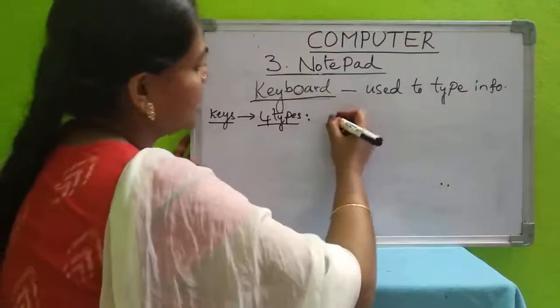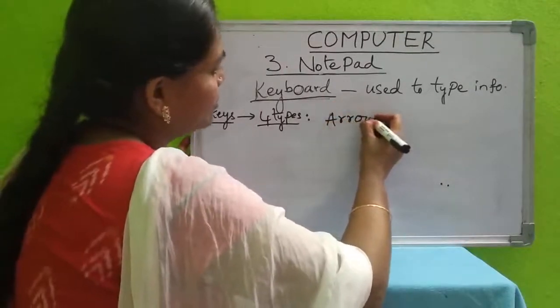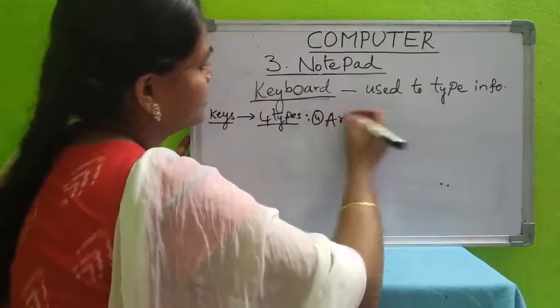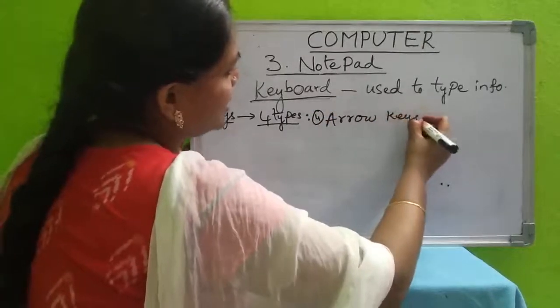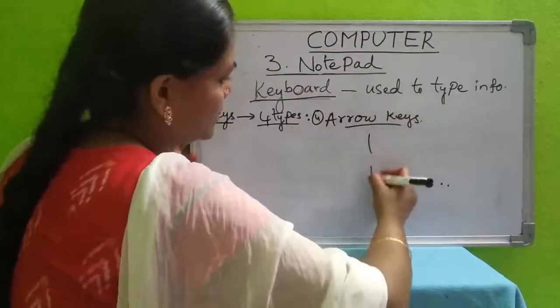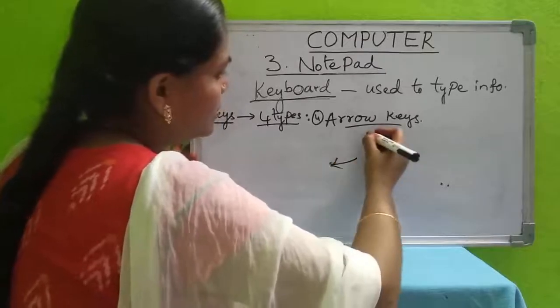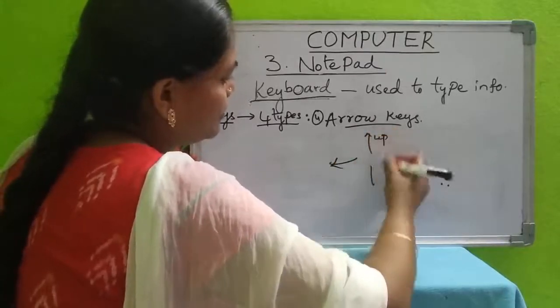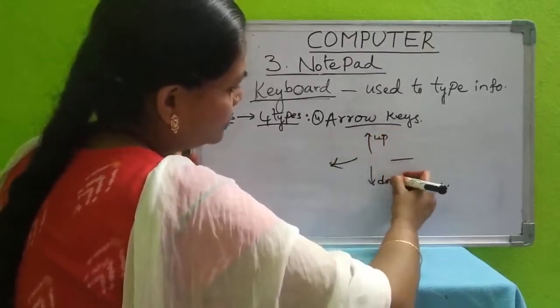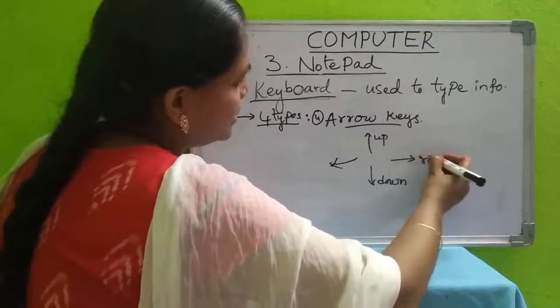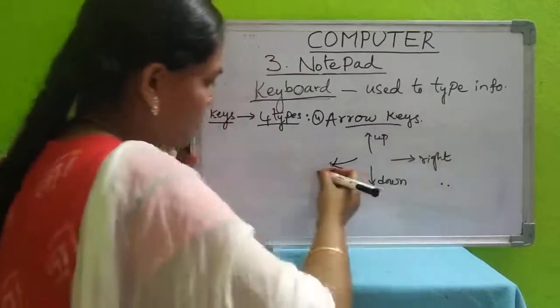Fourth type is arrow keys. So how many arrow keys are there? 4 arrow keys. See these 4. Up arrow, down arrow, right arrow and left arrow. Isn't it? 4 arrow keys.